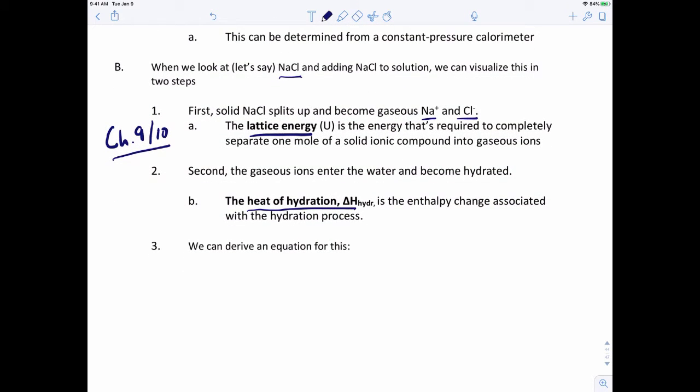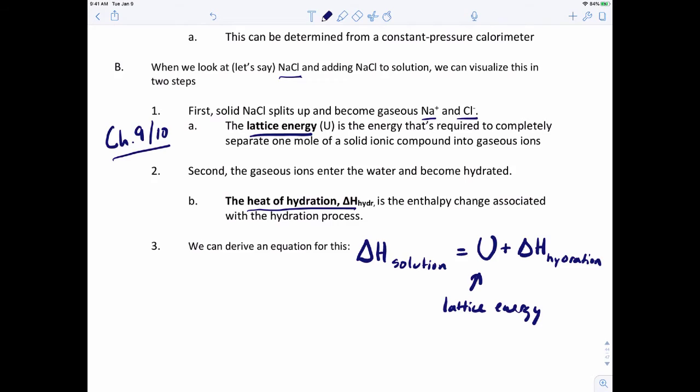And so we can derive an equation for this, and this one's pretty straightforward. The enthalpy of solution is equal to U, which is this lattice energy, plus the heat of hydration, the change in enthalpy of hydration. Again, U is the lattice energy.